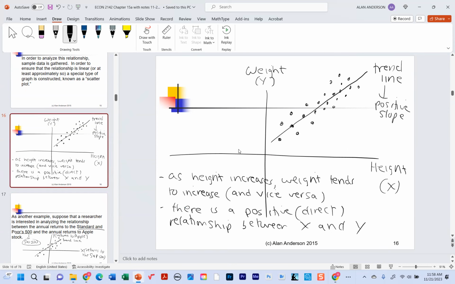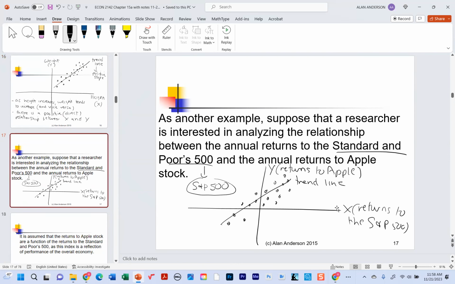Here, the slope would tell me, let's put it this way, for each extra inch of height, how much heavier should a person be? That's what it would mean here. With the Apple and Standard & Poor's data, that would tell me if the S&P goes up 1%, what will be the impact on the Apple stock? Okay, so it's a sensitivity of y to changes in x. That's what we're capturing.